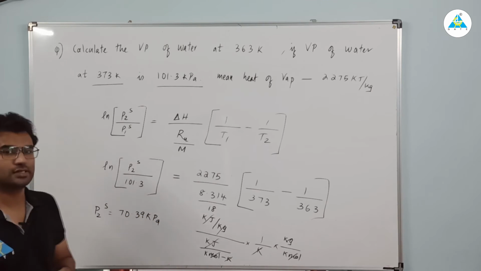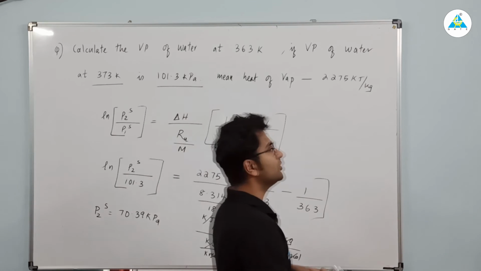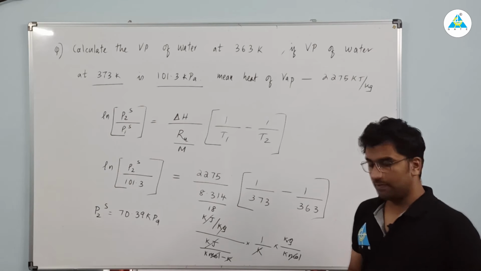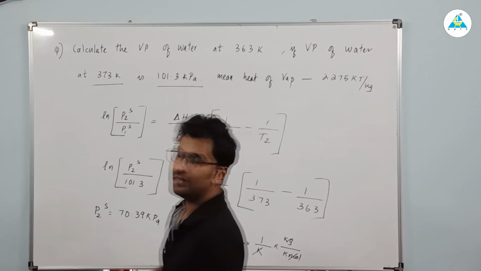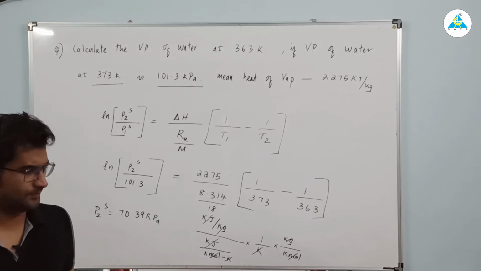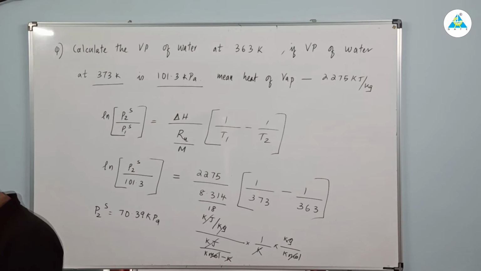So this was the question based on the Clausius-Clapeyron equation. Clear? Same type of questions are there in your GATE as well. So try to solve it. Easy, simple kind of questions are there, right? So try to solve it. Let me check any other questions.